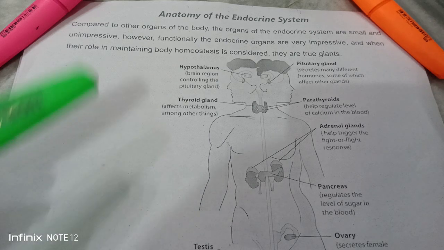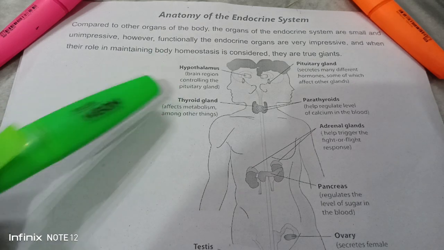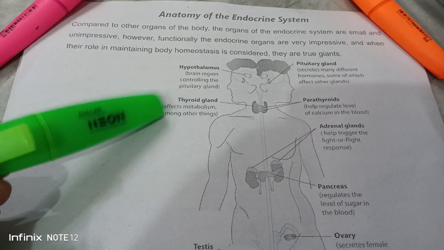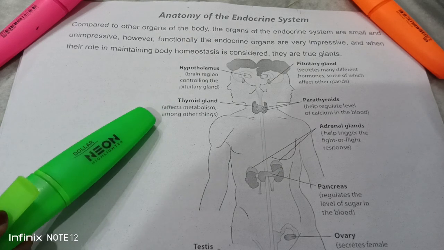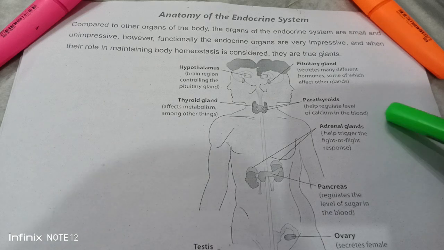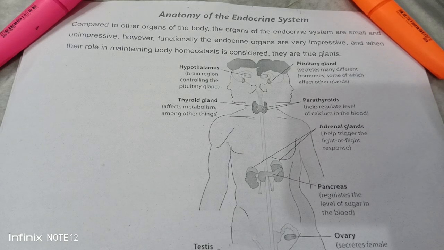Then the second is the hypothalamus, which is present in your brain, the brain region which controls the pituitary gland, and it also has some secretions of its own. Next is the thyroid gland, which is located in your neck region, and it affects metabolism among other things, and it wraps around your trachea. Then we have the parathyroid glands. They help to regulate the calcium level in your blood, and you know very well the importance of calcium in our body's metabolism and bone growth.